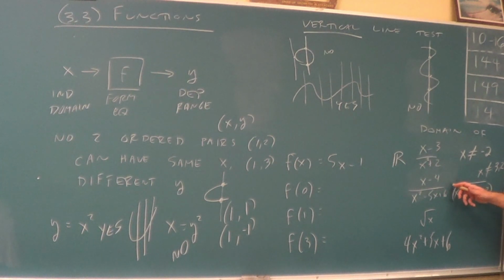Question about that? Oh, so we're only doing it for the bottom and not the top? Yeah, we don't care about the top. The top can do whatever it wants. The only rule for fractions is the bottom can't be 0.